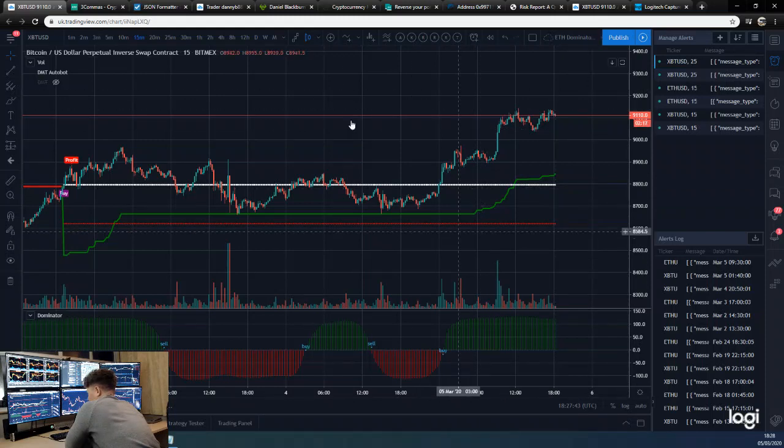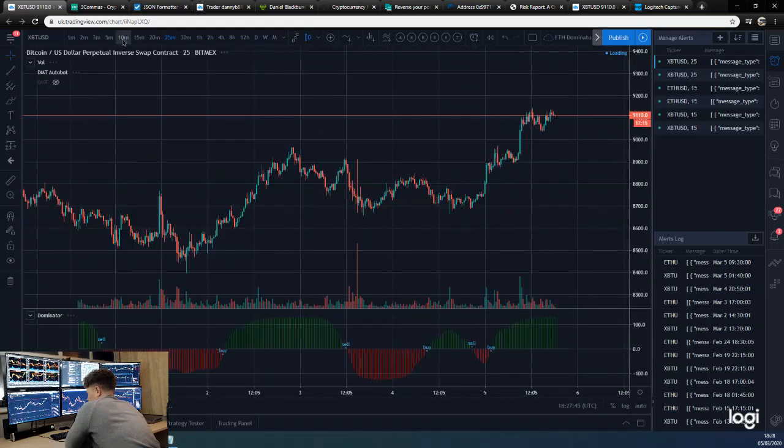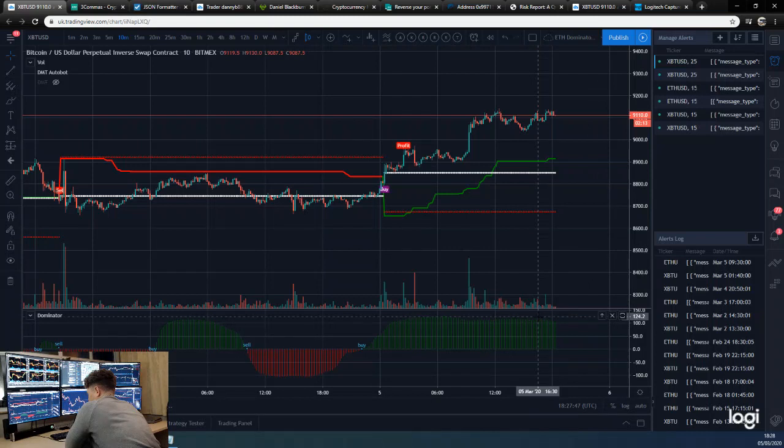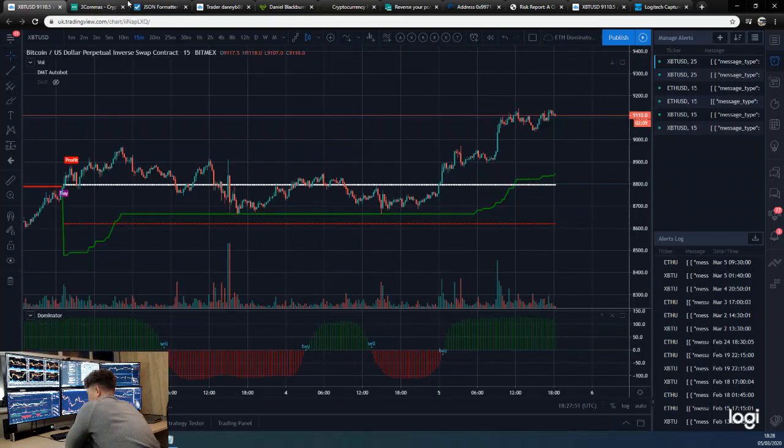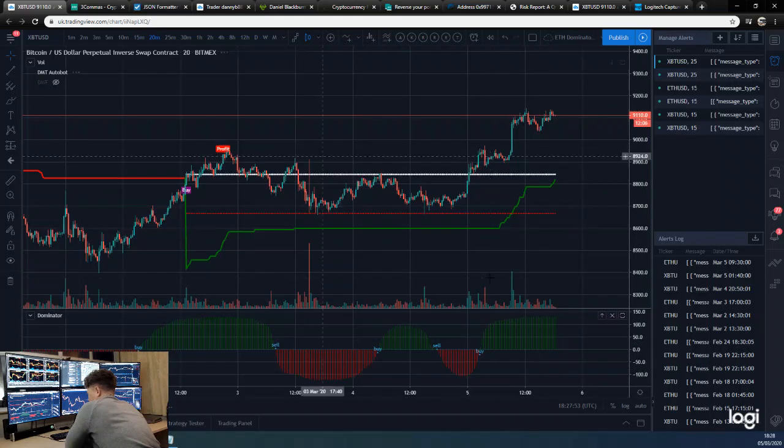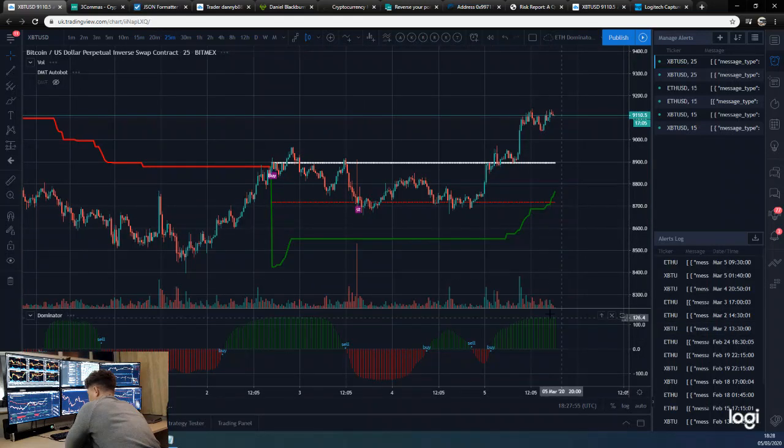So if you look at the Dominator on the 10 minute, you see maybe possibly coming down for a sell, which will then feed through into the 15 minute, which is still in a buy, and the 20 minute is still in a buy, and then the 25 minute, which is the one that we take trades off. So yes, it's still pretty high, so we probably won't be getting a sell anytime soon on the 25 minute Dominator, but that is fine though.